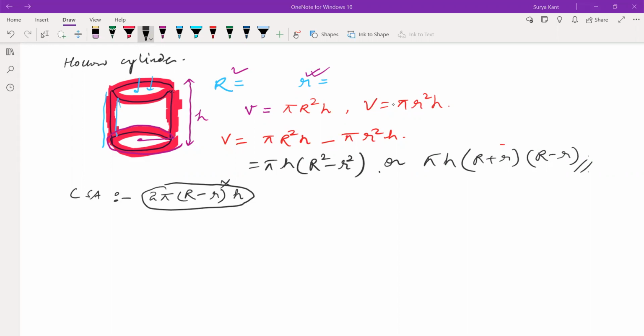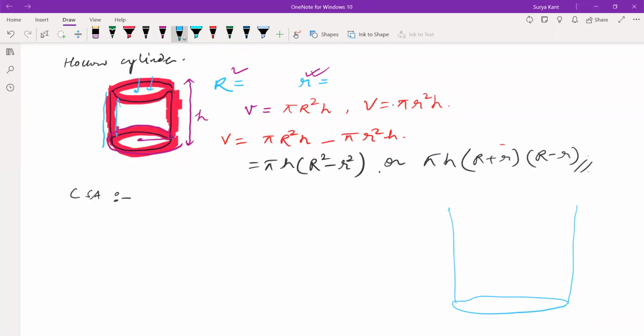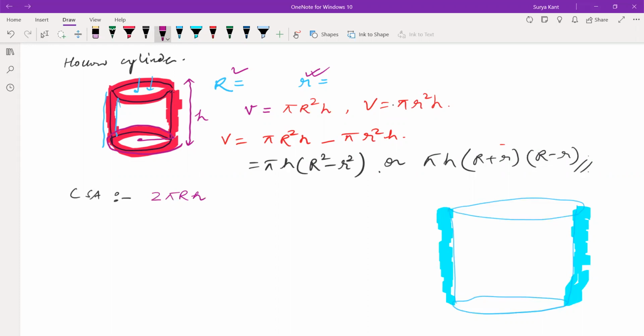Sugandhini, what is happening here? Try to understand the concept again. CSA means the part which you can touch by your hand. You can touch the inside part also, outside part also, right? See, I'm telling once again. This is your bigger cylinder, and this part you can touch, from the outside, like this, the whole circle. So this CSA will be 2 pi R h. You have the formula like this, correct?